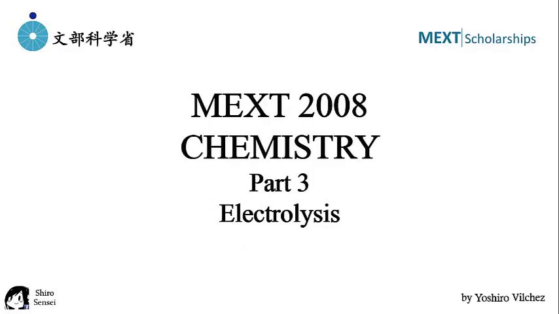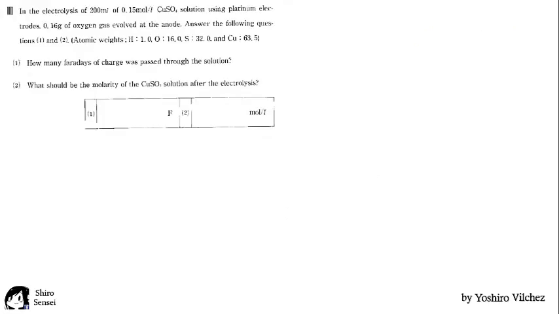This time I'll solve part 3 of the chemistry exam of Monbukagakusho 2008. So let's do it. Electrolysis. The problem says, in the electrolysis of 200 ml of 0.15 mol per liter of copper sulfate solution using platinum electrodes, 0.16 grams of oxygen gas evolved at the anode. Answer the following questions. How many Faradays of charge was passed through the solution?